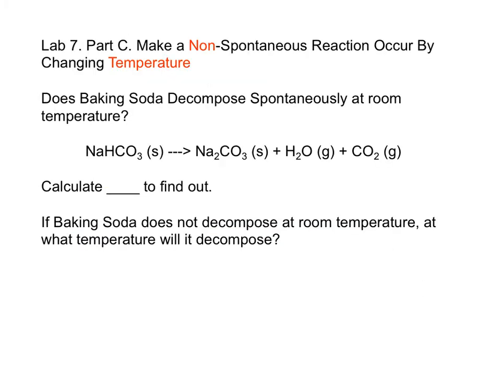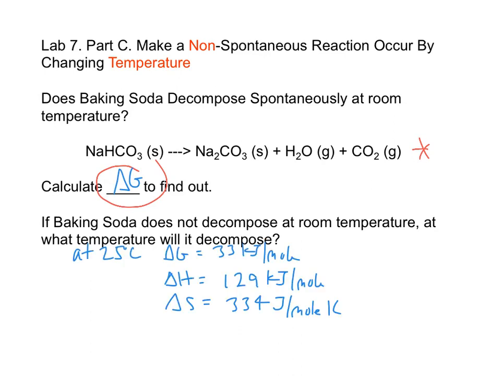You probably have some baking soda at home. Is it safe to store your baking soda at room temperature at home? This equation shows the decomposition of baking soda. Stop the video and figure out what you would calculate to find out. So here's the answer. You will want to calculate delta G to find out. And if you use this equation, set delta G equal to 0 and then solve for T. The temperature at which baking soda decomposes is 386 degrees Kelvin or 113 degrees Celsius.